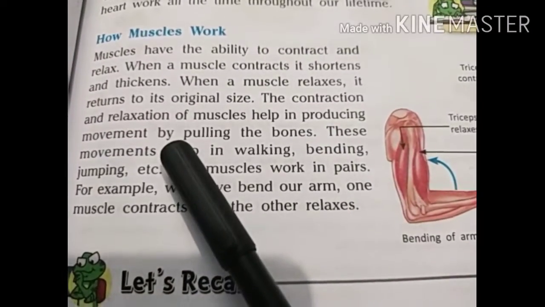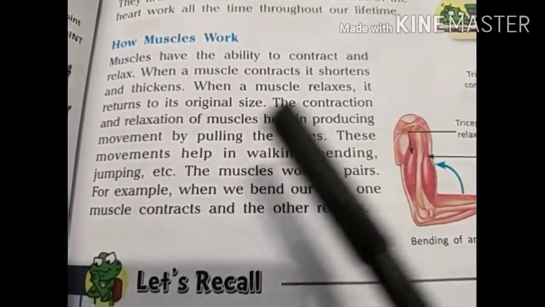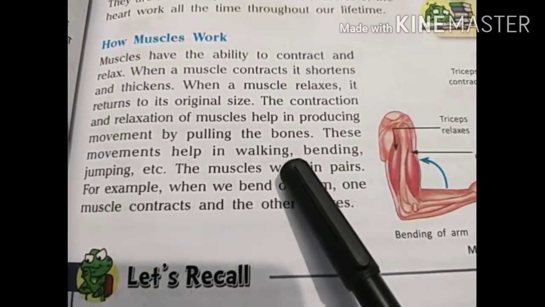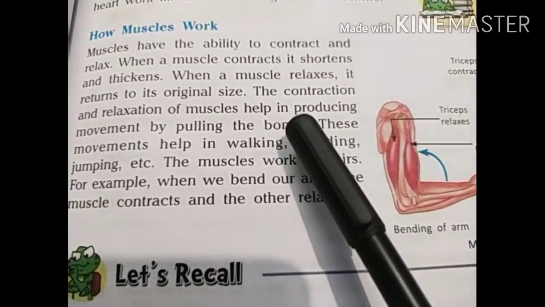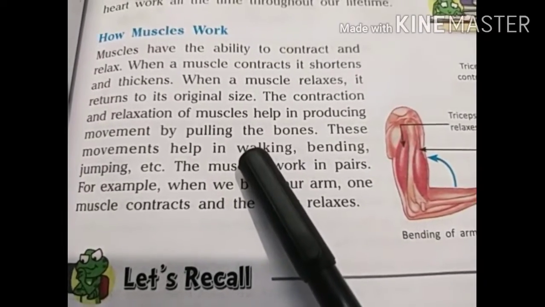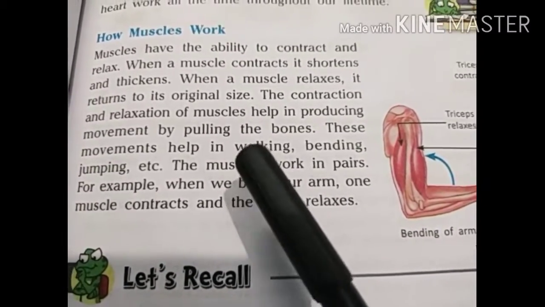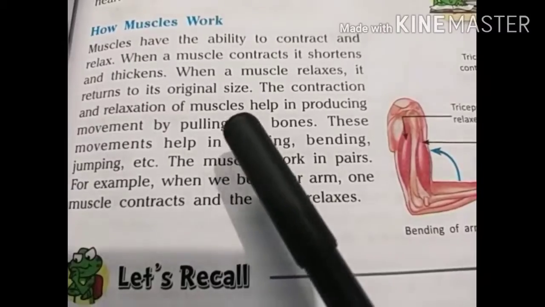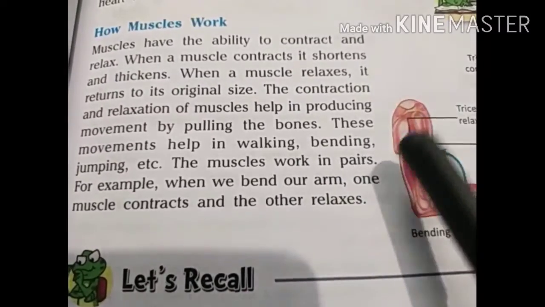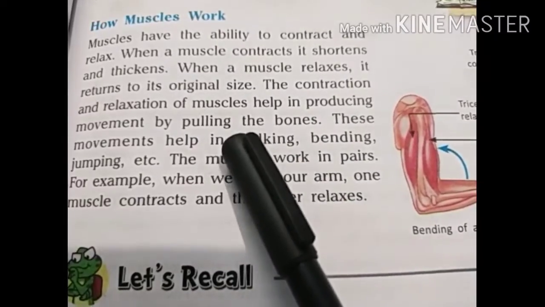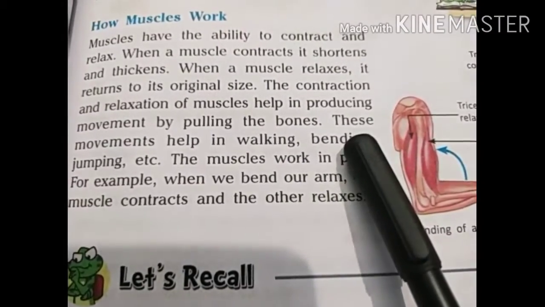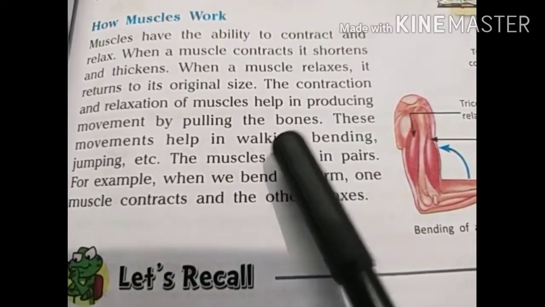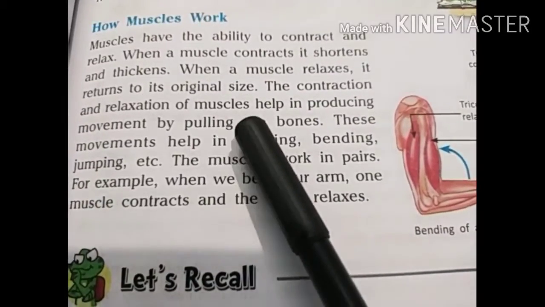The contraction and relaxation of muscles help in producing movement by pulling the bones. As I explained in my introduction, contraction and relaxation are two processes which occur simultaneously, and due to them the bones are pulled by the muscles, which produces the movement. The pulling of the bones is done by contraction and relaxation of the muscles.